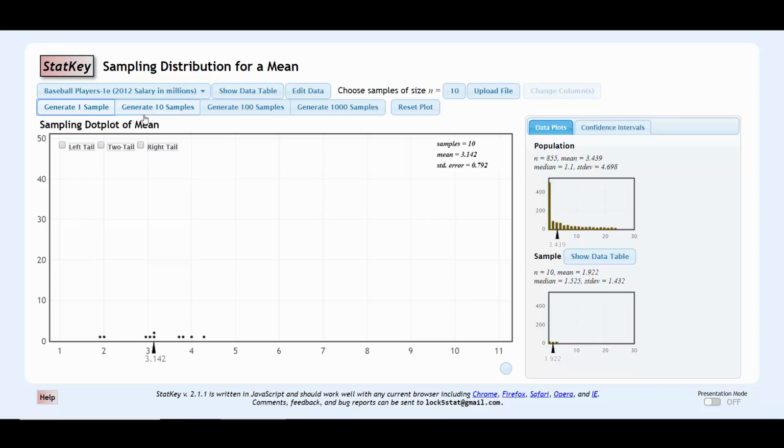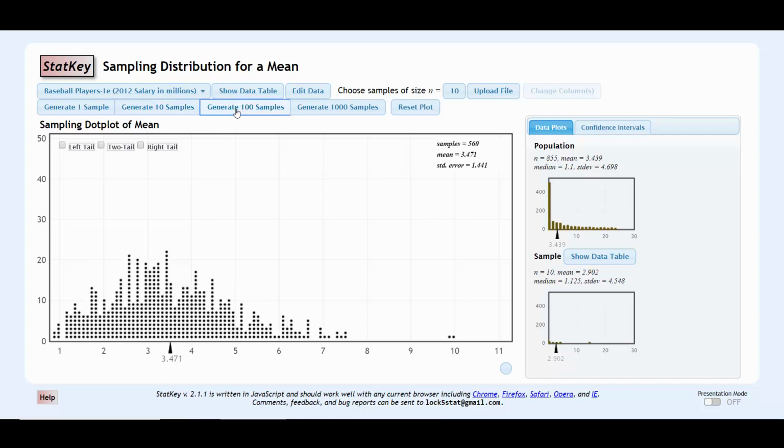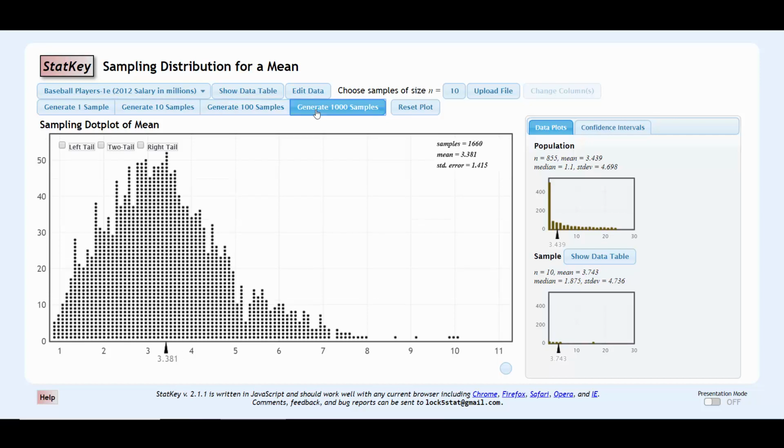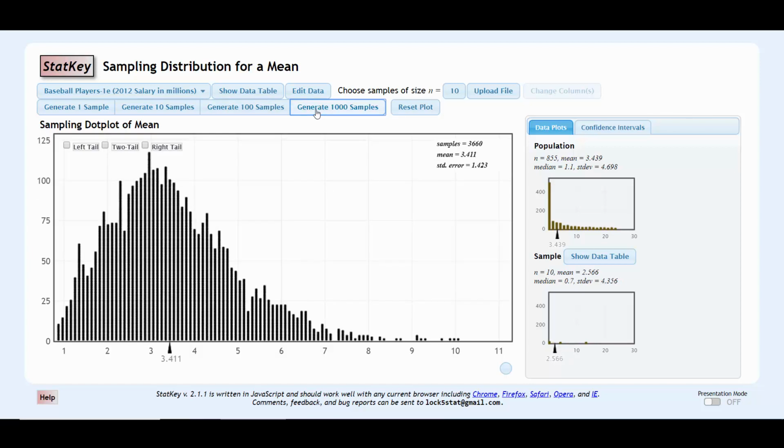Okay, and I'm going to start generating them faster. So instead of generating one sample at a time, I'm going to generate 10 samples, right? And I'm just going to keep clicking. You can see how many samples you've done, and it keeps track of the mean and the standard deviation for this new distribution that we're going to see. Okay, and I'm going to start generating them even faster, right? I'm just going to generate hundreds of them and thousands of them. And you start to see the shape of this thing. It starts to take form.